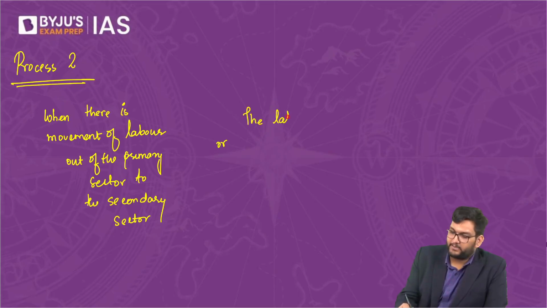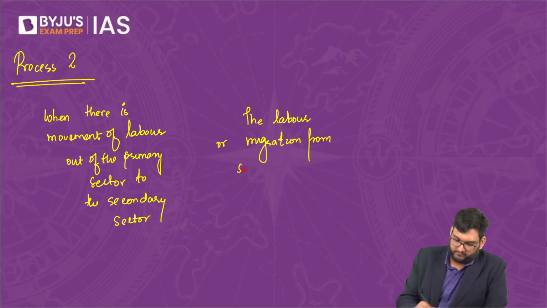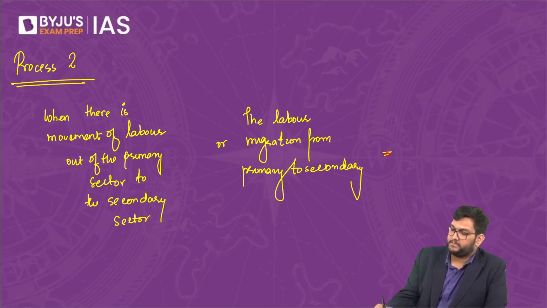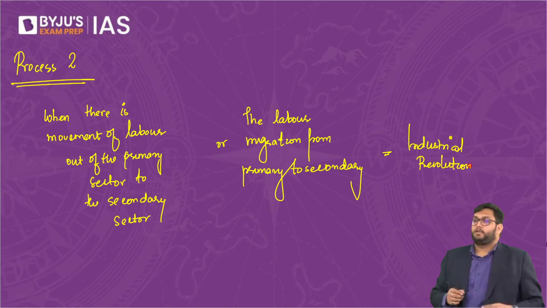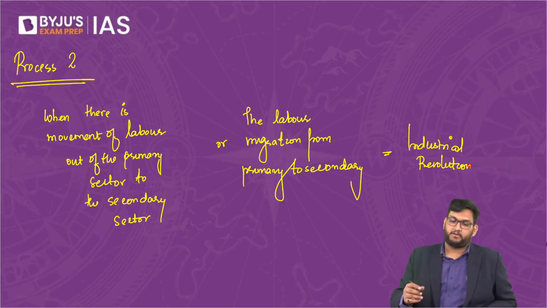Now, when there is movement of labor out of the primary sector to the secondary sector, or the labor migration from primary to secondary, is equal to industrial revolution. It's not called social mobility, it's called structural transformation. This is not the word for social mobility.